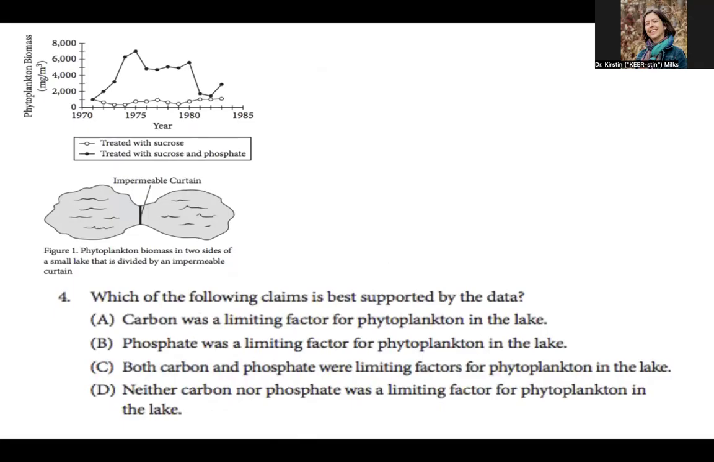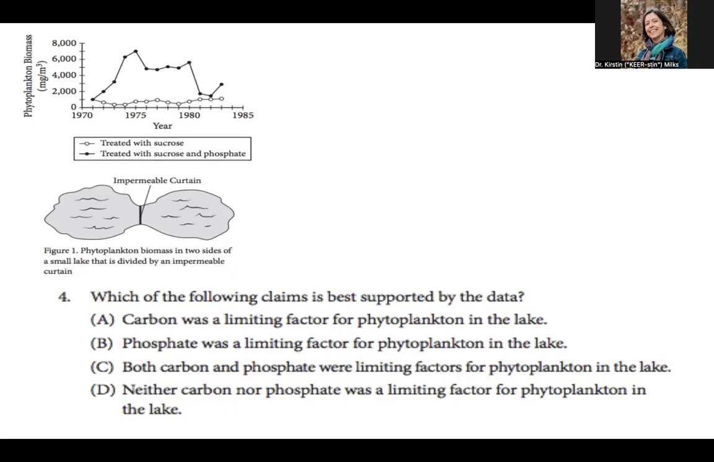So I'm going to ask for your best answers here. Number 4: Which of the following claims is best supported by the data? A, carbon was a limiting factor for phytoplankton in the lake. B, phosphate was a limiting factor for phytoplankton in the lake. C, both carbon and phosphate were limiting factors for phytoplankton in the lake. D, neither carbon nor phosphate was a limiting factor for phytoplankton in the lake.